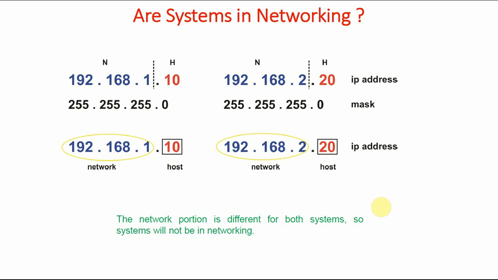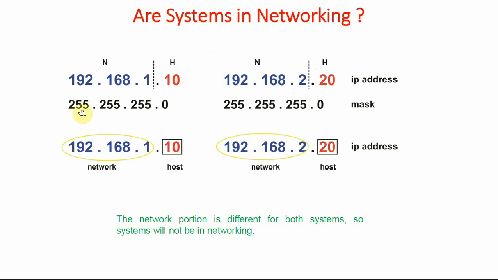Now we have already discussed what is network part and what is host part. Please remember, for the systems to be in networking, their network portion should be the same. Let us take different examples. Here we have given you two addresses. One is 192.168.1.10 and the second is 192.168.2.20. That means to one system we want to give this address, to the second system we want to give this address. Now our question is, are these systems in networking?